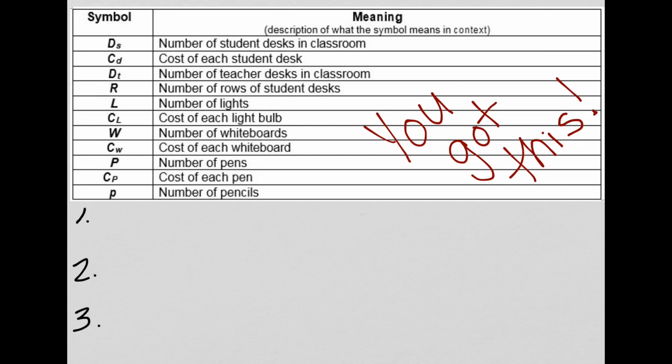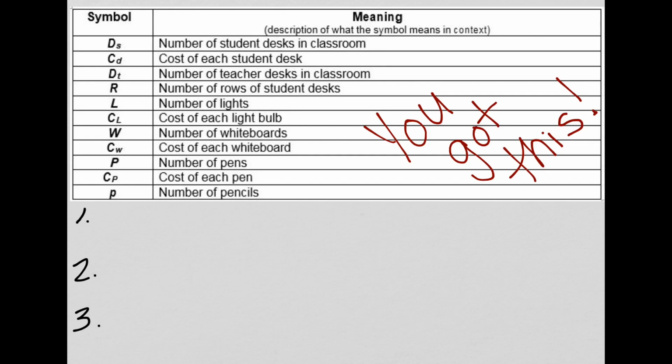So the first question says, write an expression for the total number of desks in a classroom. Well, first you might think, well, duh, there's 39 desks. Well, that's true. There are 39 student desks in my classroom, but I also have a teacher desk. And so all total, there would be 40 desks in my classroom, but we don't want to just say 40 because we want this expression to apply to any classroom.